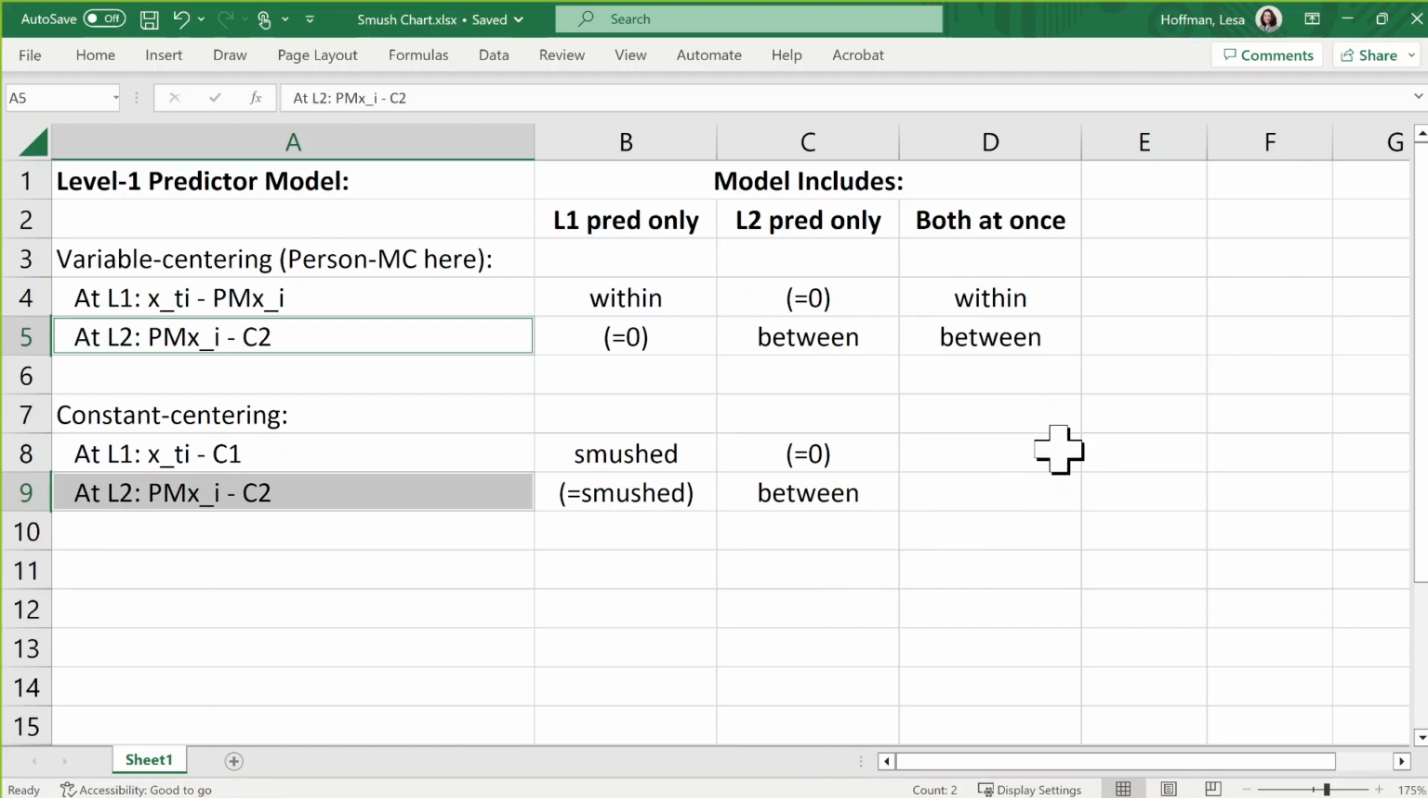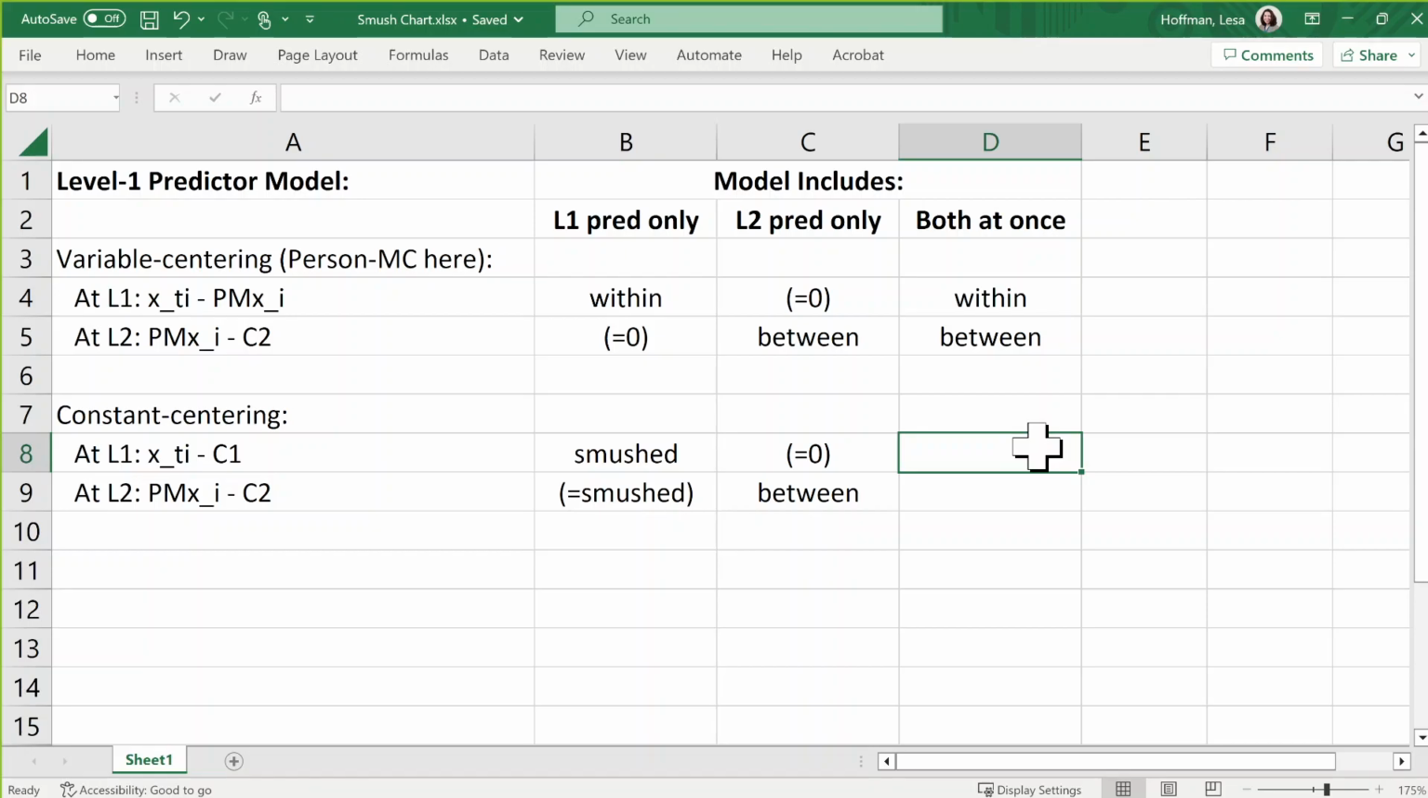Now the combination case. If I put them both together, my level 1 slope becomes within, between, contextual, or smushed. Couple votes for within, that is correct. So the reason that it becomes within is because you have statistically controlled for the contribution of the person mean via the inclusion of the level 2 predictor. So then the unique part of the level 1 predictor is just its within information. Therefore, that unique part carries a within slope.